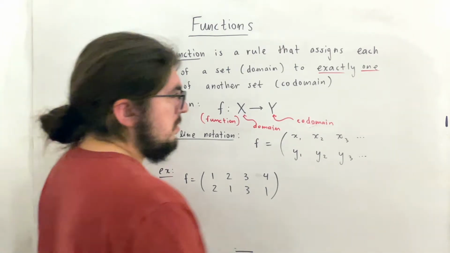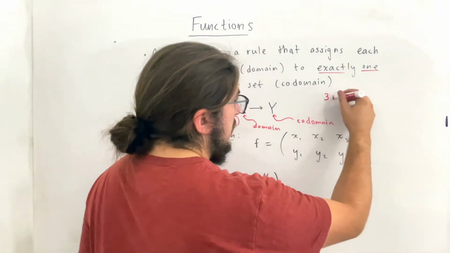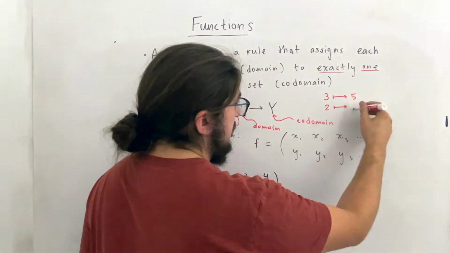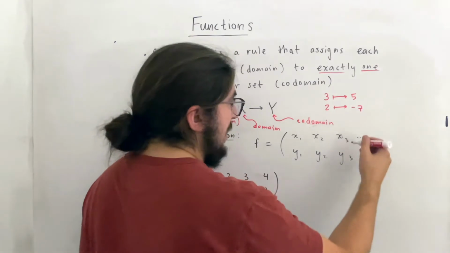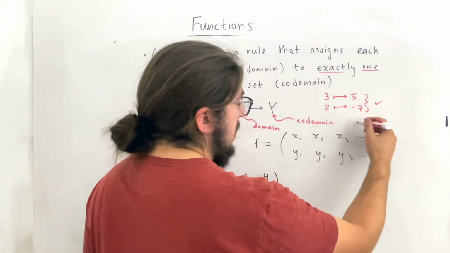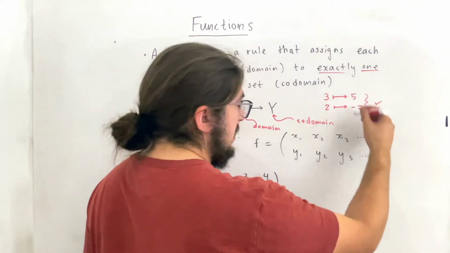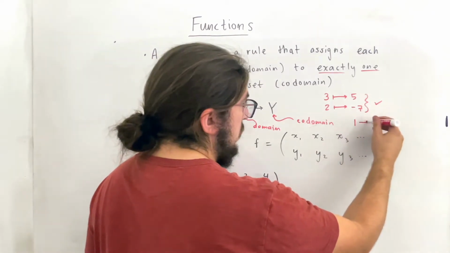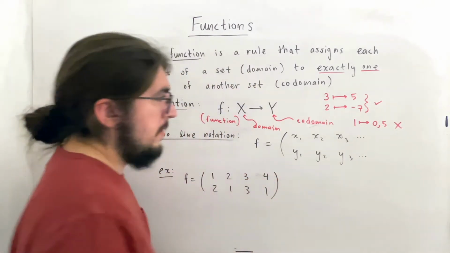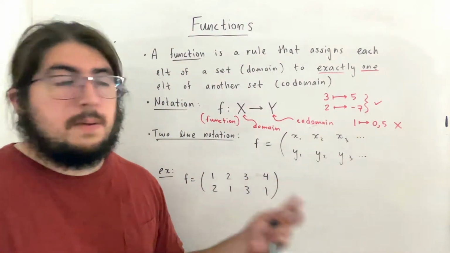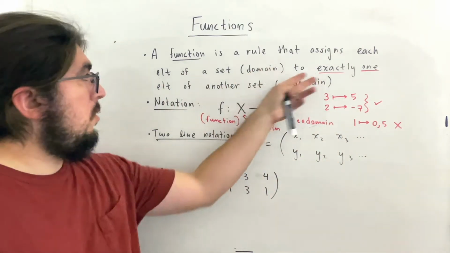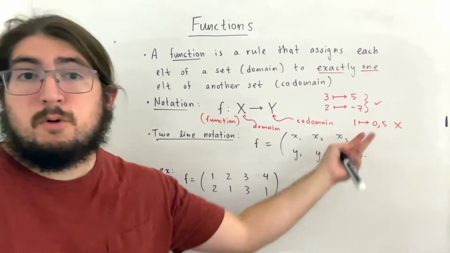Very often we'll use diagrams, like for example, 3 is assigned to 5, or 2 is assigned to -7 or something like that. These are okay, these are fine. But what you cannot have, a kind of non-example, is the number 1 going to two elements, 0 and 5. That is not okay. You can't assign two numbers from one number. Each element can go to exactly one element of the other set, not more than one.